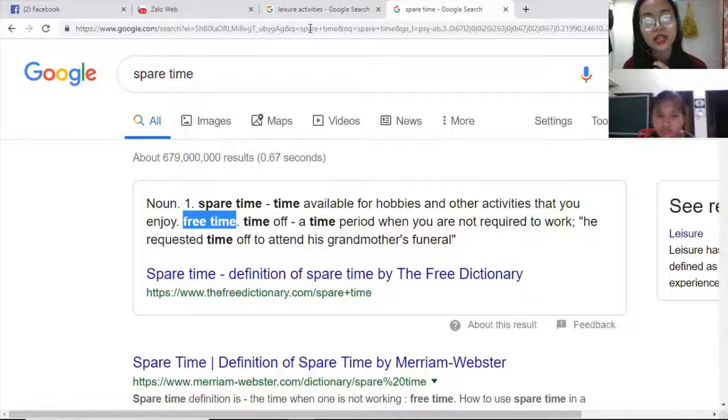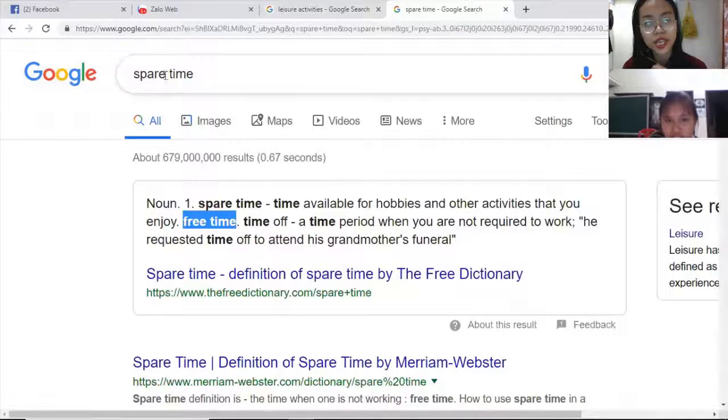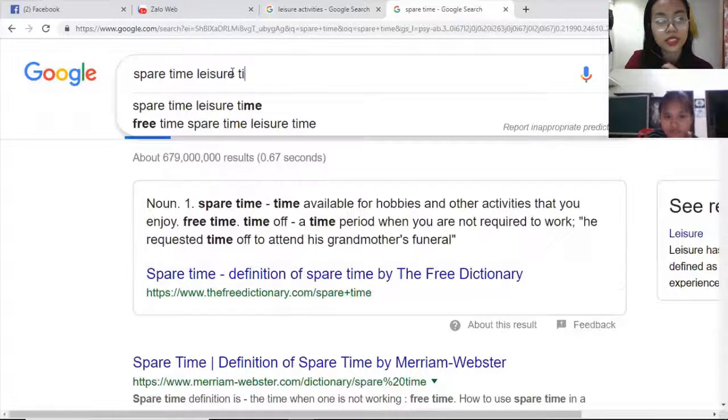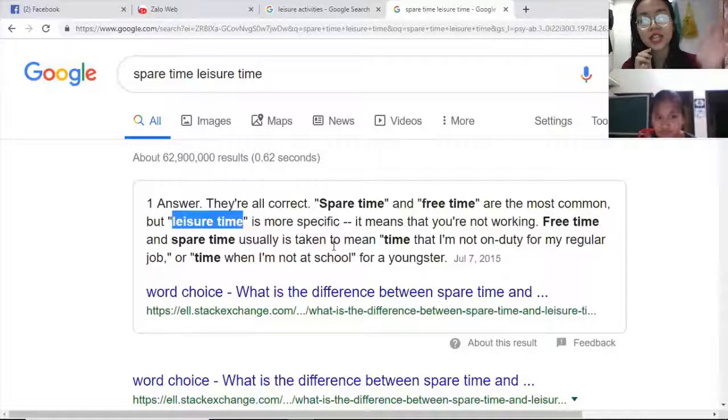This is a time to relax. We have a lot of names here: spare time, free time, and leisure time. This means that you have three names. If you talk about free time, you can change: the first time you use free time, the second time you use spare time, and the last time you use leisure time. So what is spare time? What is leisure time?